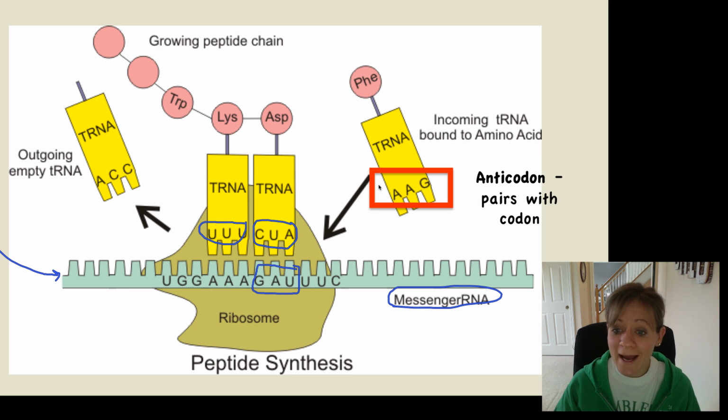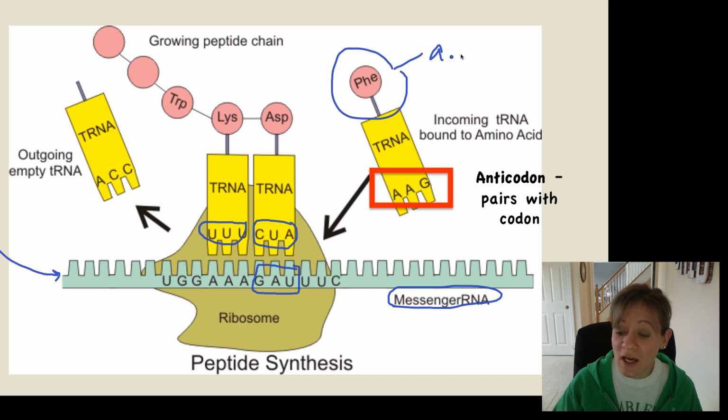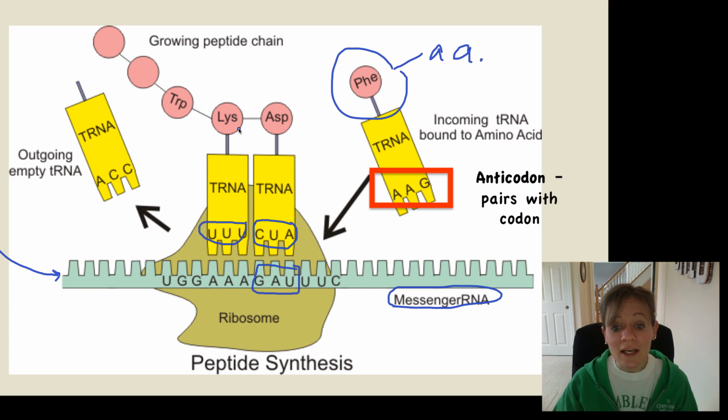So that tRNA has an anticodon on one end, and then on the other end, it has that amino acid. So this one is carrying phenylalanine, for example. This one is carrying ASP. This one's carrying lysine. Each tRNA is going to carry a different amino acid, and therefore it's going to have a slightly different anticodon.